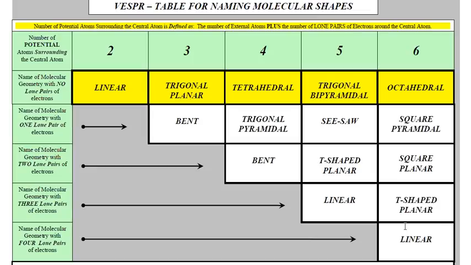I do know that some universities and colleges around the state here, for the octahedral shape, or where your potential is 6, do require you to know the T-shaped planar and the linear. However, we don't care about that shape, so ignore it for now. However, be sure that you do know this chart and what it represents.